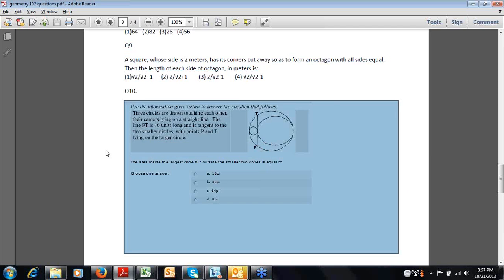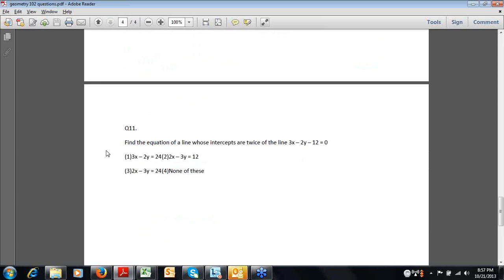Question 10 I cannot copy, it's a picture. 9 and 11 I can copy. I'm putting it in the chat window.